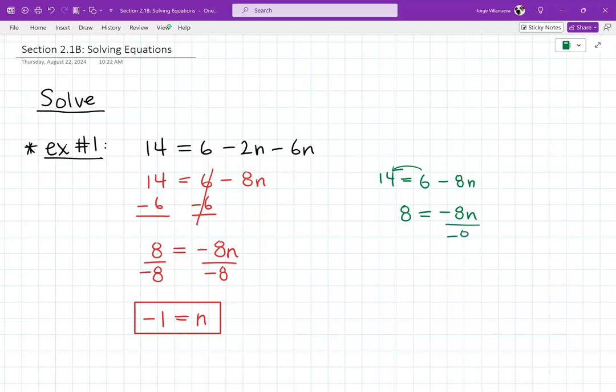Now, I always get people that ask me, do I have to show every step? No, you do not. You show whatever steps you need. So if you can do this all in your head, go for it. If you would have said, well, that's a negative 8n, and then I'll move the 6 over, that's 8, so 8 is equal to negative 8n, so n is equal to negative 1, right?